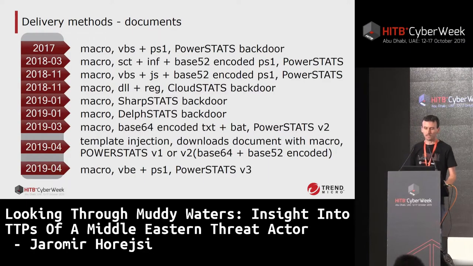So the next step is what happens when the victim clicks on this document and enables macros. This is the timeline and what happens there. It always, or in almost all cases, starts with macros. These macros drop different files, usually script files. Then these script files deobfuscate the main payloads, which are usually the backdoors.